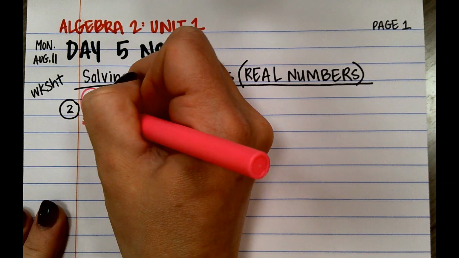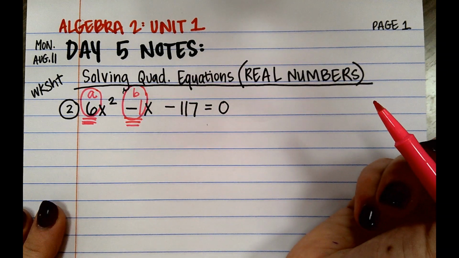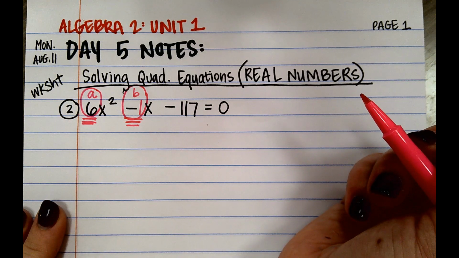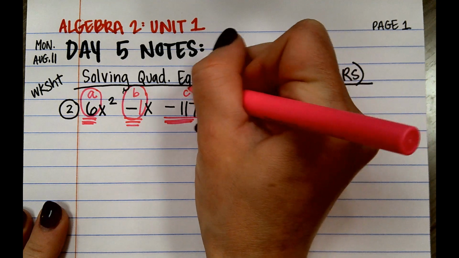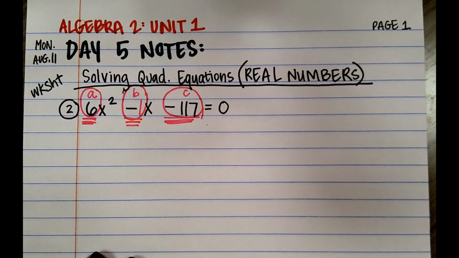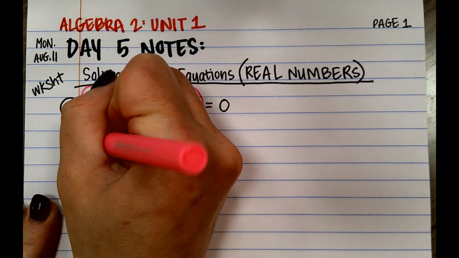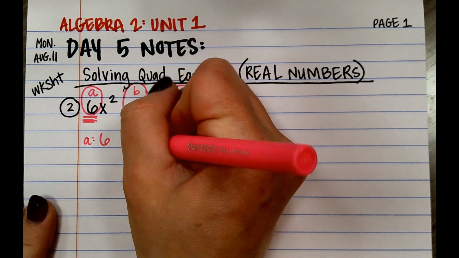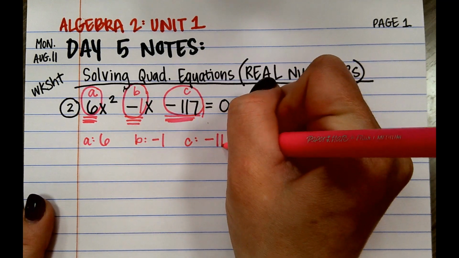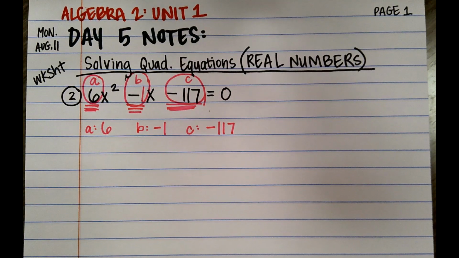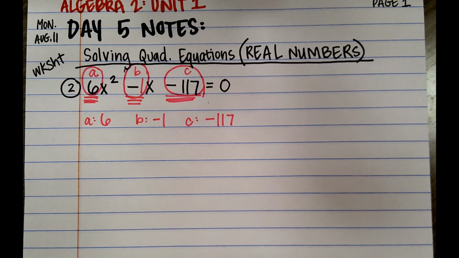Here, there's A, it's 6. B, negative 1. Now, what's C? Negative 117. Good, negative 117. So we have to be a little careful. And if it helps, write it out separately. You could say A, 6, B, negative 1, C, negative 117. Sometimes it helps just to separate it. Okay, so we have our A, B, and C.